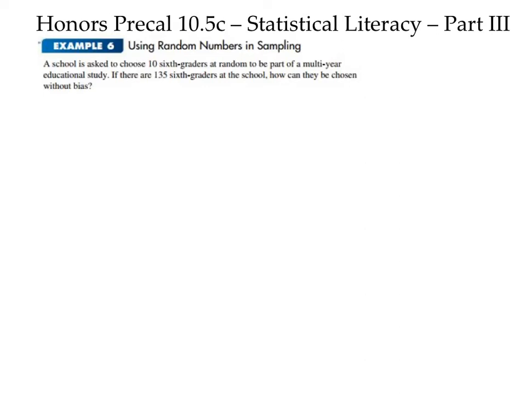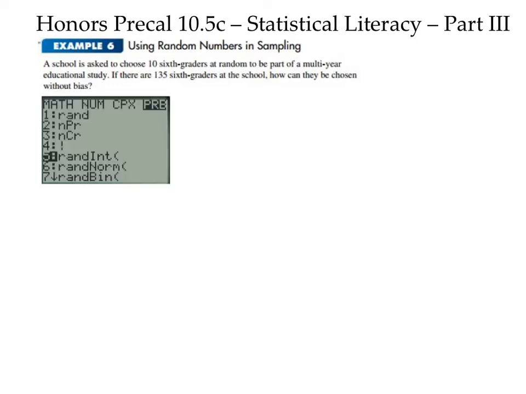Now we need to generate 10 random numbers between 1 and 135. I'm going to do this with my calculator. On your calculator, if you go to Math, Probability 5, you'll see randint. And the way randint works is as follows. When I hit enter on the current screen, it puts me back to the home screen with randint and a left parenthesis. I'm going to put in 1, 135, 10, right parenthesis, like this.